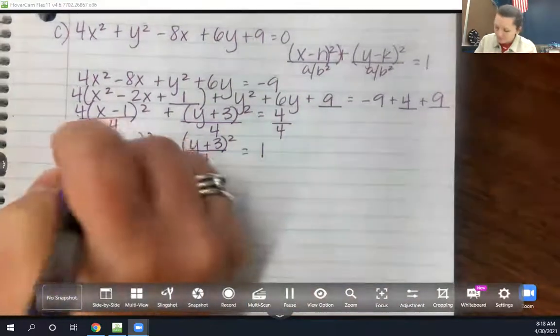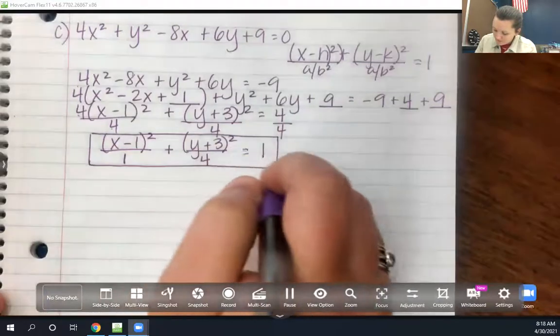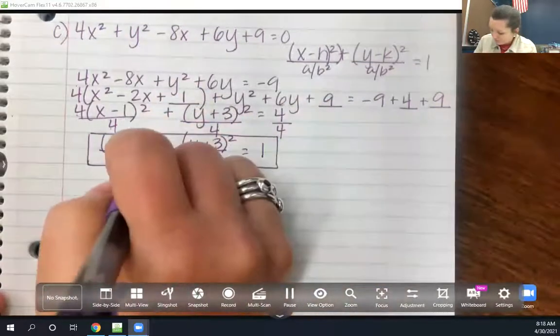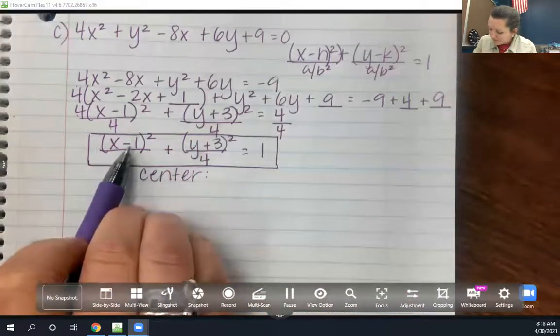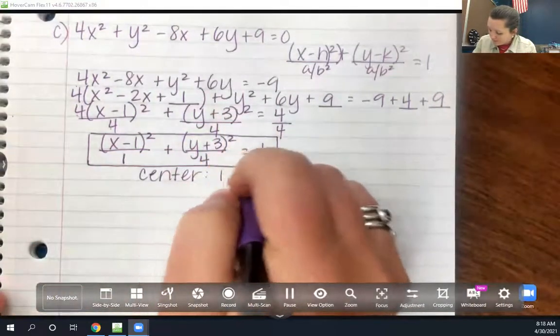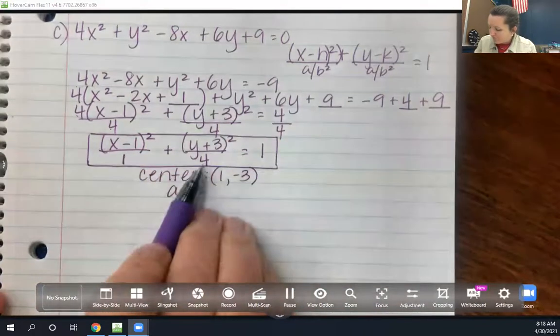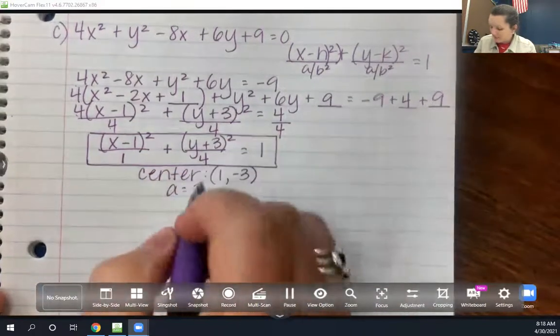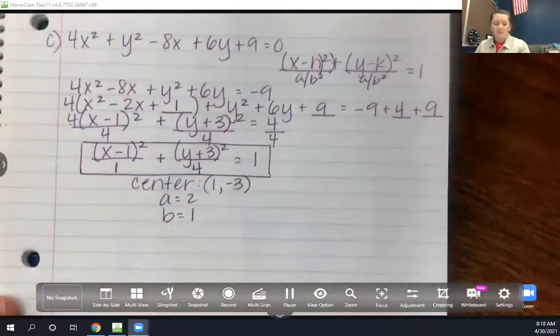All right, we have the standard equation of our ellipse. That looks really good. With our center at, and this is just extra, right? This is our center. It is at 1, negative 3. Our A value is 2, and it's vertical, isn't it? Vertically stretched, and our B value is 1. So that's just extra information there.